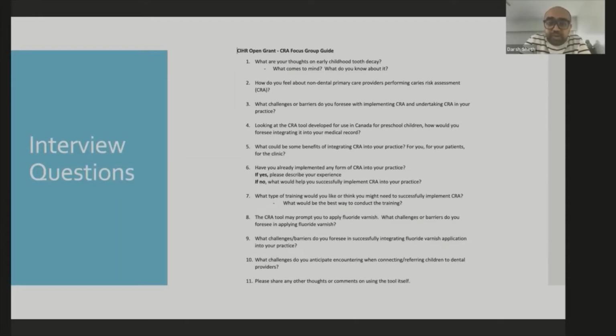Some of them were very open-ended, such as the first question, what are your thoughts on early childhood tooth decay? Some were very focused, asking, what do you see as the benefits of integrating the Caries risk assessment tool into your practice? And the last few questions looked at the fluoride varnish. If they had to actually apply the fluoride varnish, what challenges or barriers do they foresee, and how would they actually get this fluoride varnish? So in the end, it was just trying to get a discussion going between the participants in the focus groups, and also trying to get them to elaborate and give their honest opinion about it.